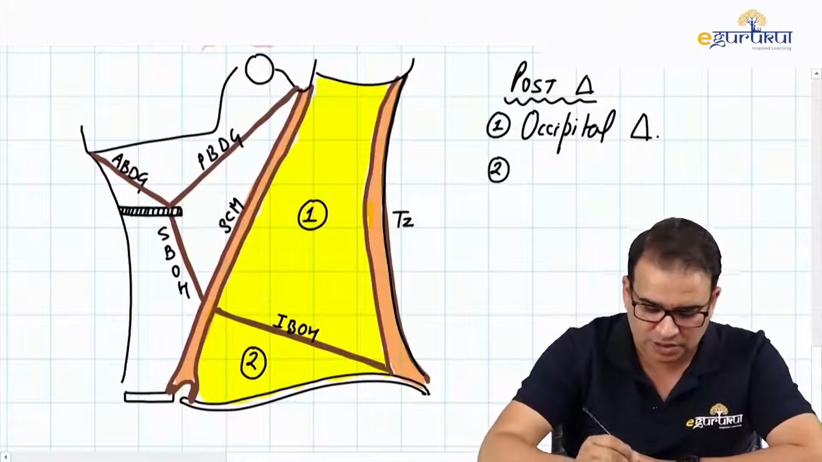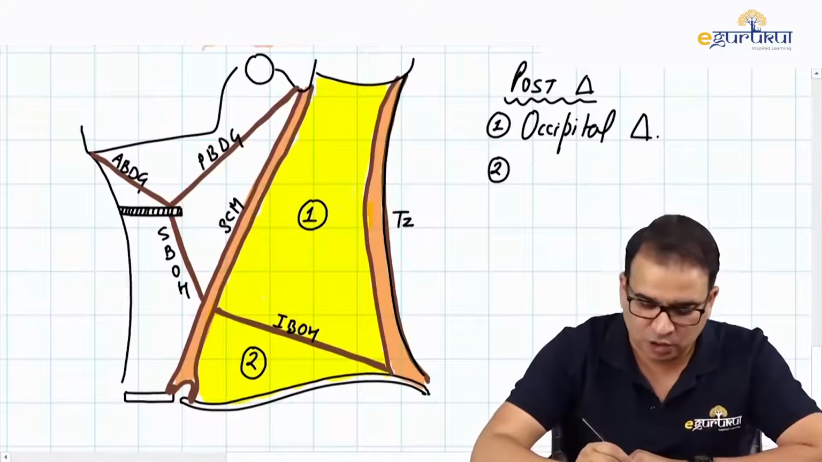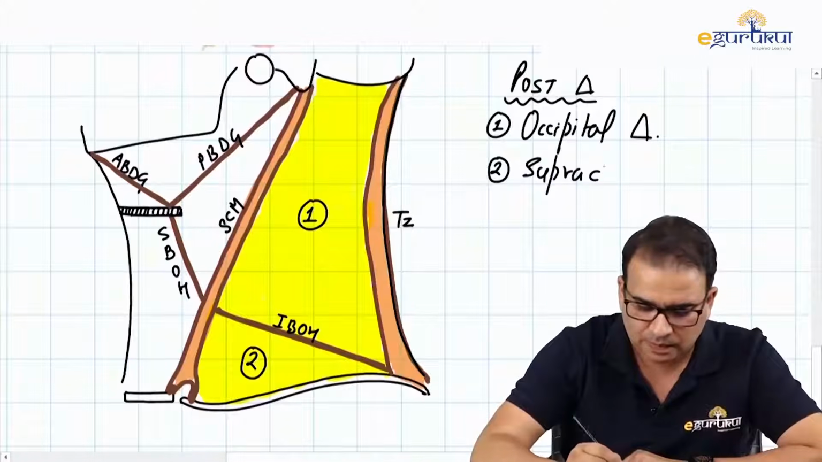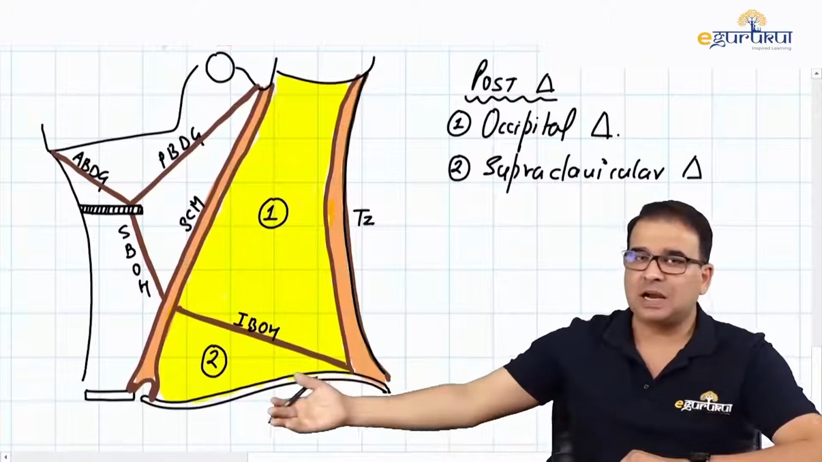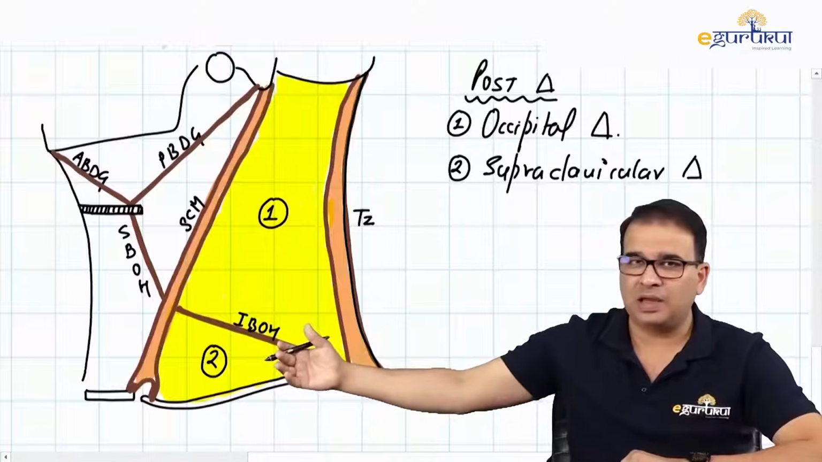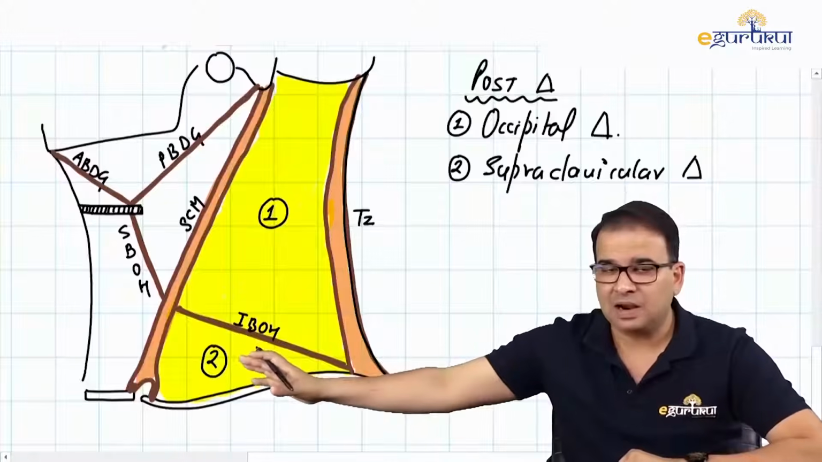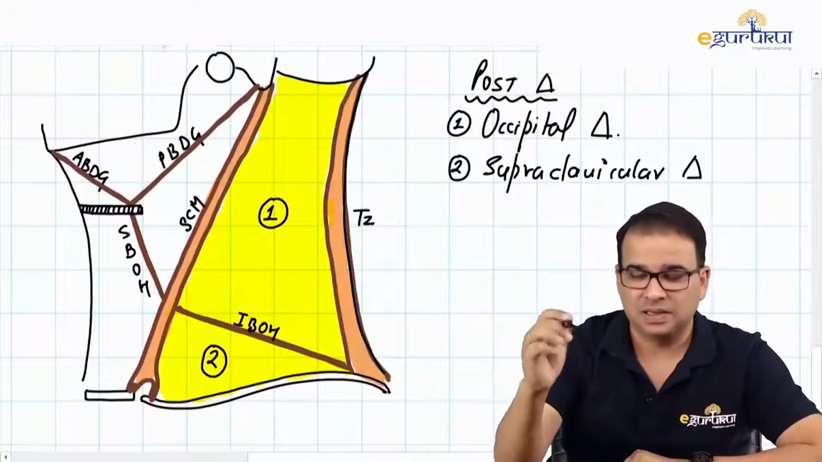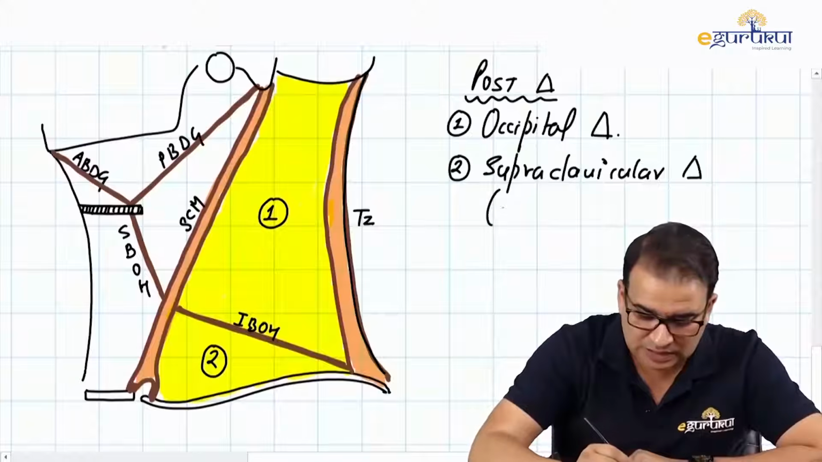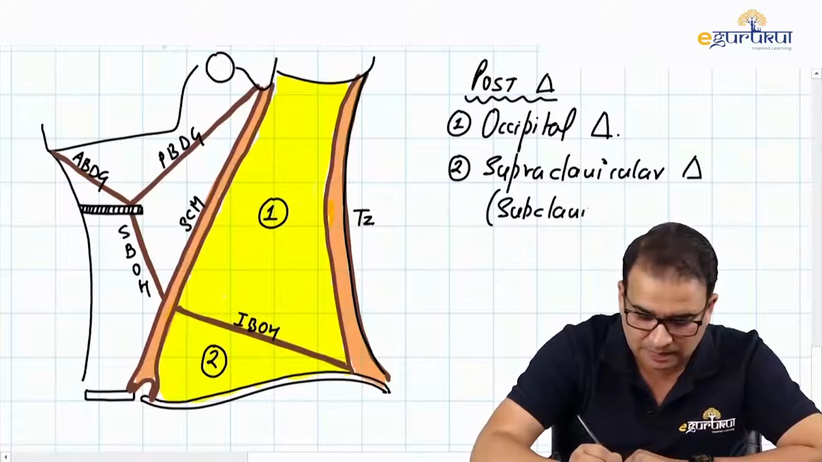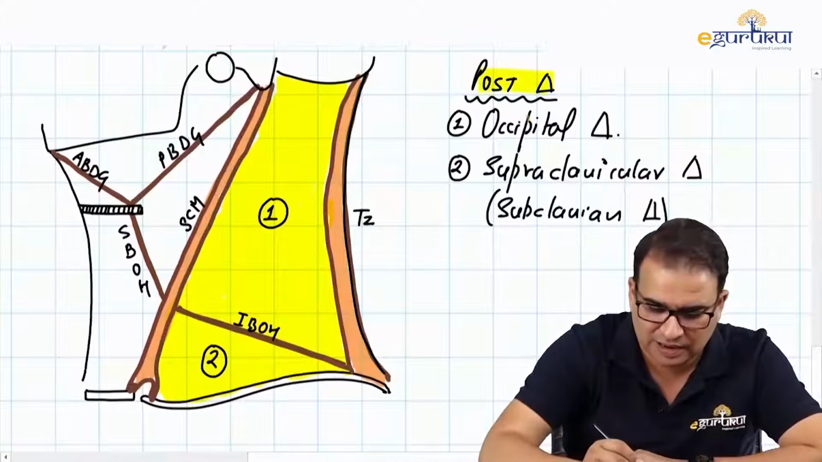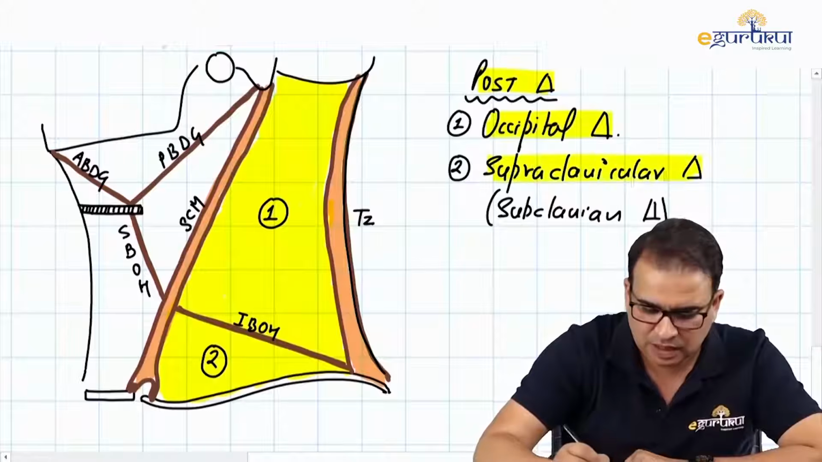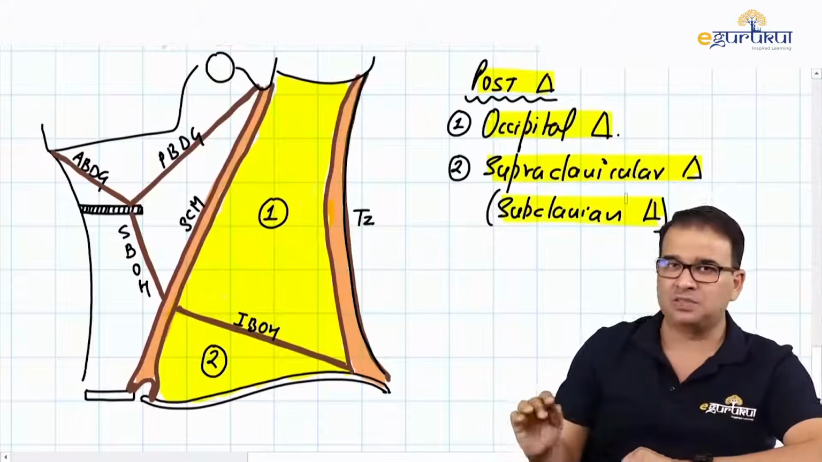Triangle number 2, if you look at the location, triangle number 2 is present above the clavicle. So you call it supraclavicular. This is called as a supraclavicular triangle. See, we call it supraclavicular because it is above the clavicle. Now there is another name given to this triangle based on the content. Now what is the main content of this triangle is the subclavian vessels. And that's why it is also known as the subclavian triangle. This is also called as a subclavian triangle. So that's a division of the posterior triangle, the one I highlighted in yellow, occipital triangle above, and supraclavicular or subclavian triangle, which is below.